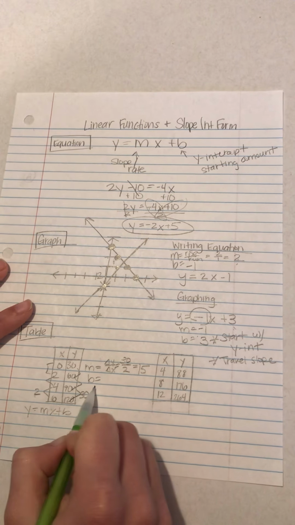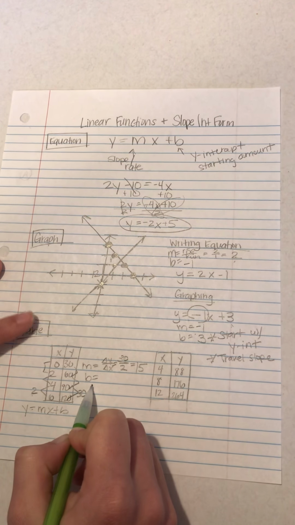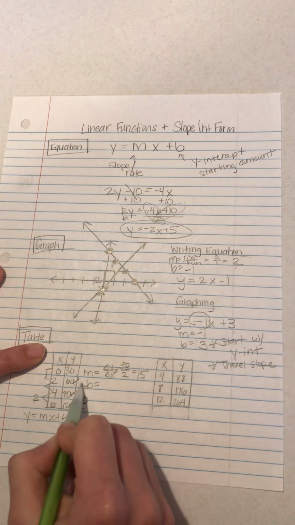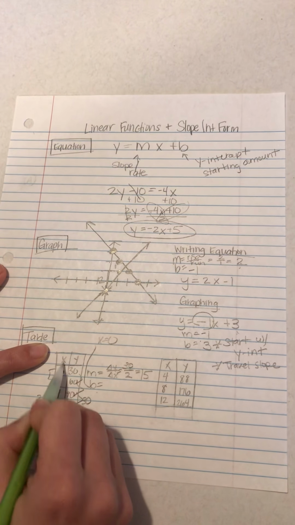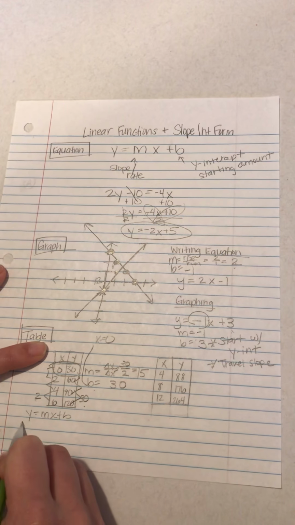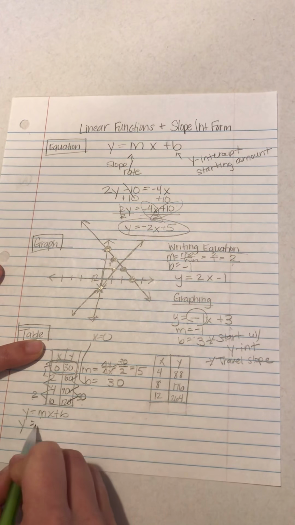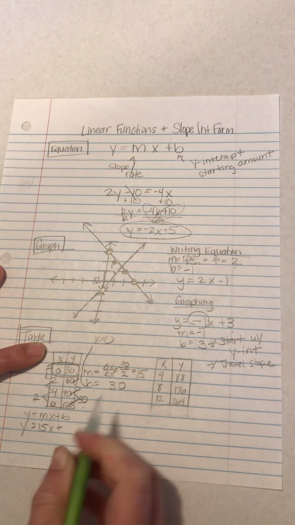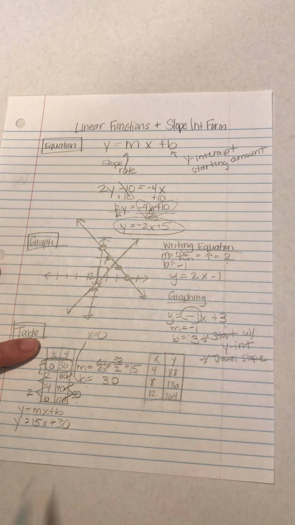Our y-intercept is when x is equal to 0. So when x equals 0, x is equal to 0 here, our y-intercept is 30. So y equals, our slope is 15, plus our b is 30.